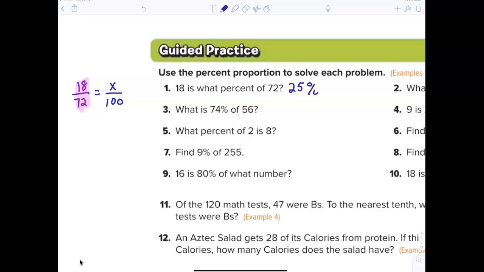So I need you to set up the proportion and then do what? Cross multiply and divide using your calculator. Yes, and that's the other thing. When you're multiplying by 100, it's really just adding two zeros. So really, you could have just said 1800 divided by 72.